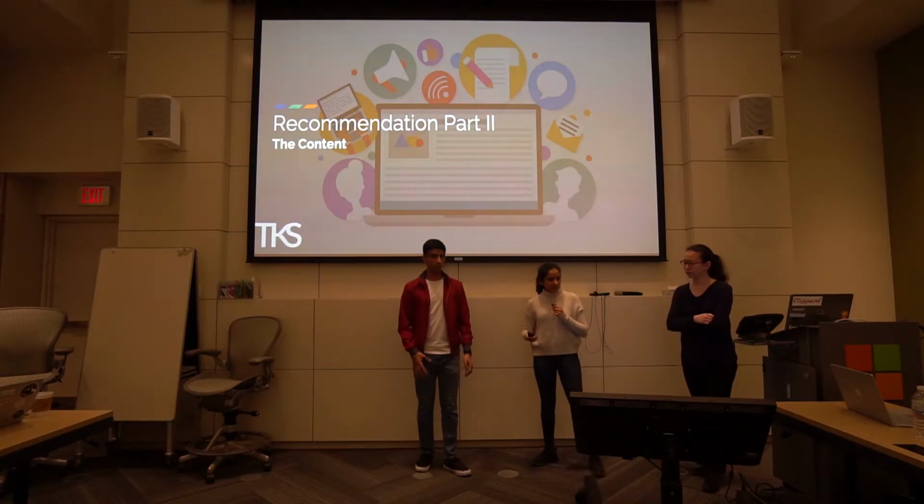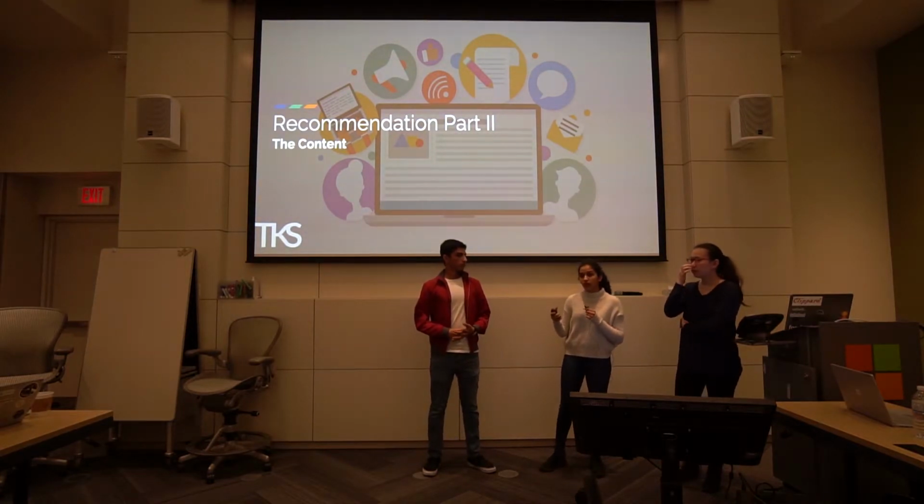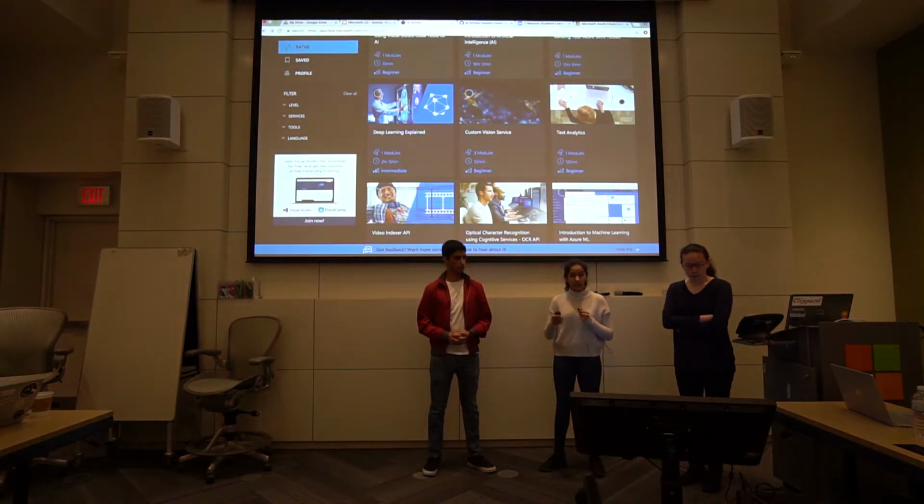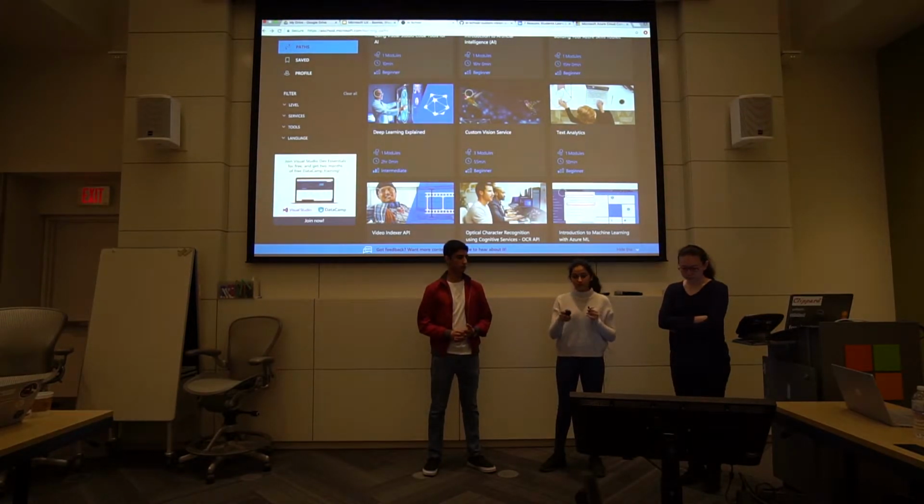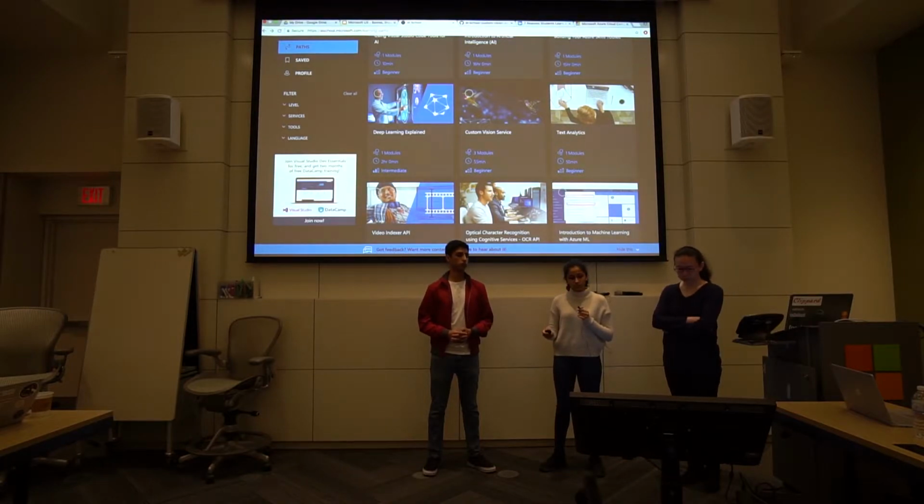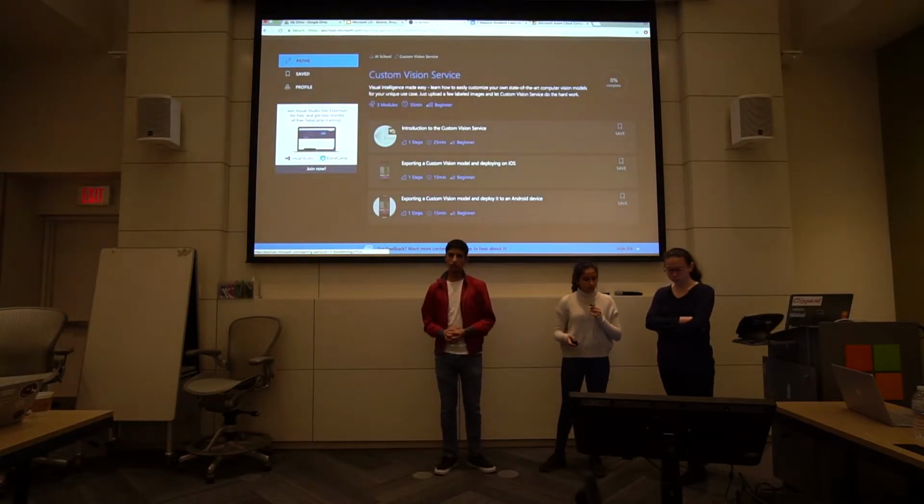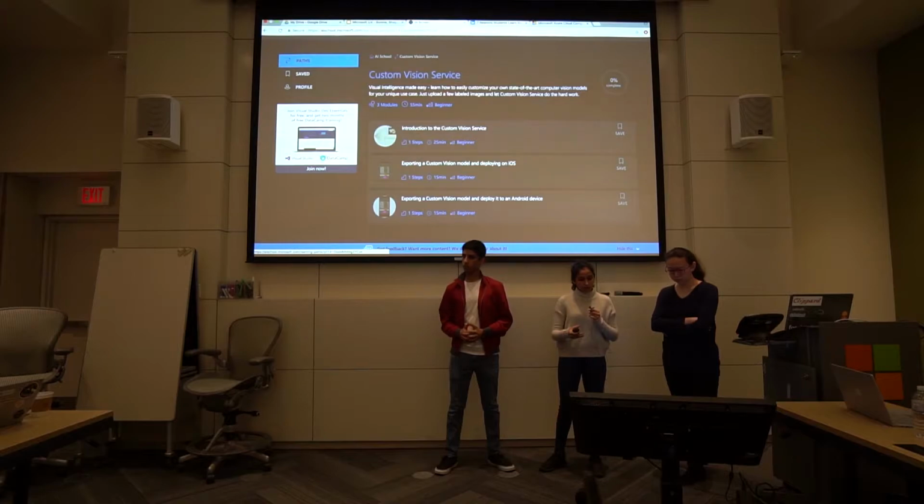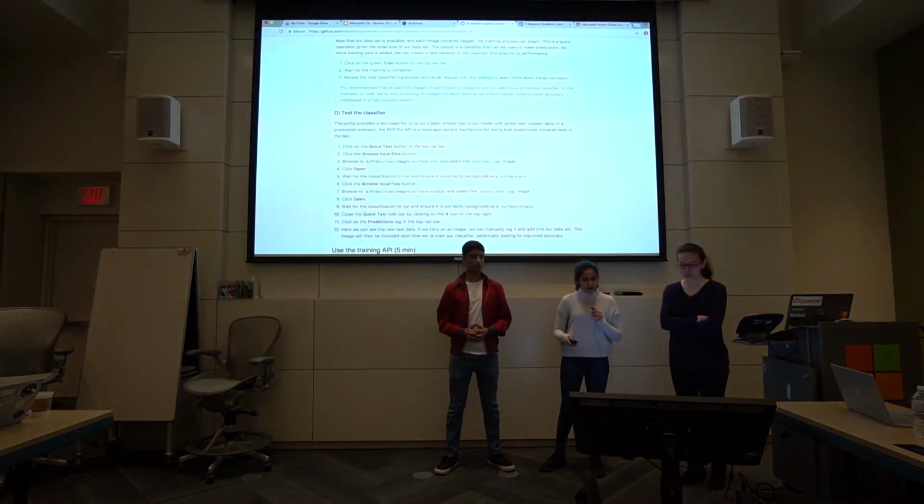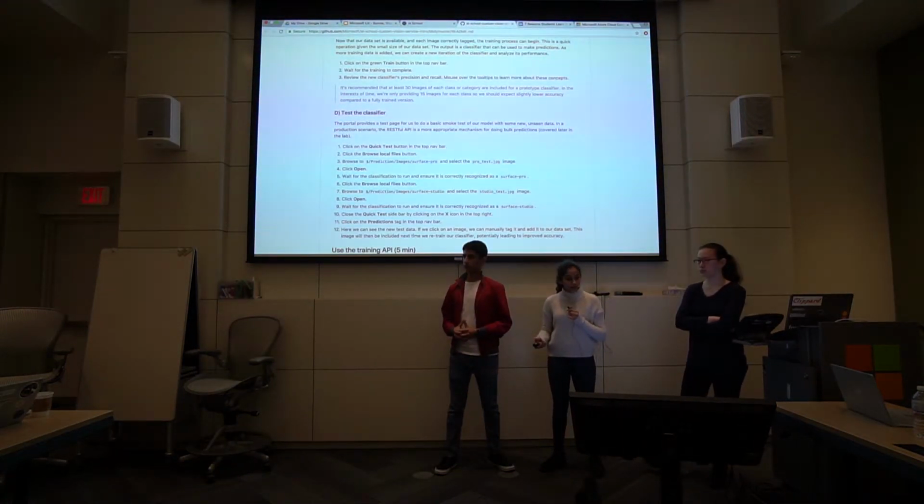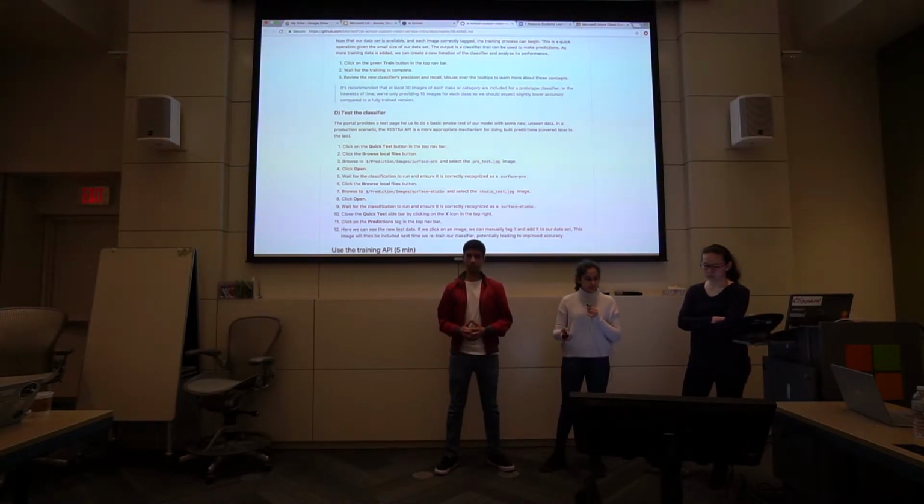Okay, awesome. So this part of the recommendation is the content. What we actually did is we went onto the AI school, and I put it in beginner, and then I clicked on custom vision service. When I looked at custom vision service, I noticed that there's 3 modules. I clicked on the first module, and it directed me to a GitHub page, and this was basically the README of the GitHub page.